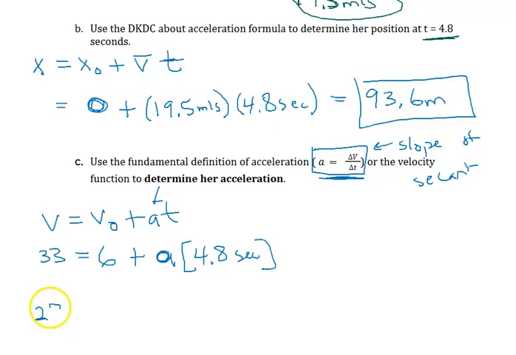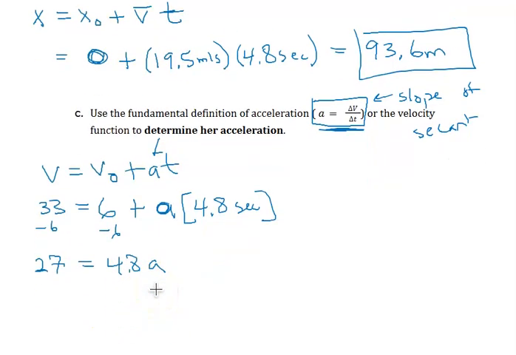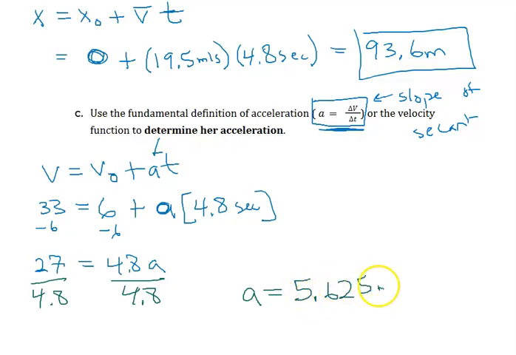And we get 27 equals 4.8 times A. And then we're going to divide both sides by 4.8. And A is going to be, so that's about 30 divided by about 5. So it's about 6. I'm just making sure that my numbers make sense because I'm just looking at my key and not calculating it to save time.